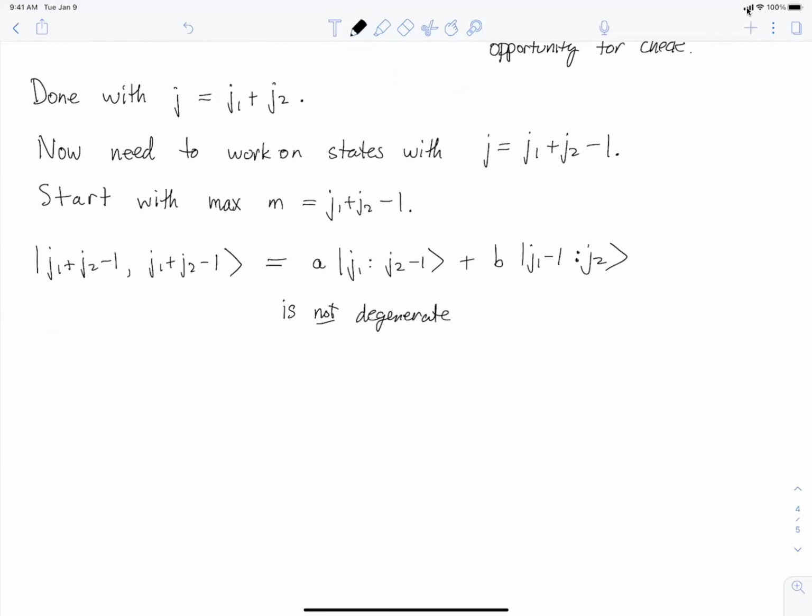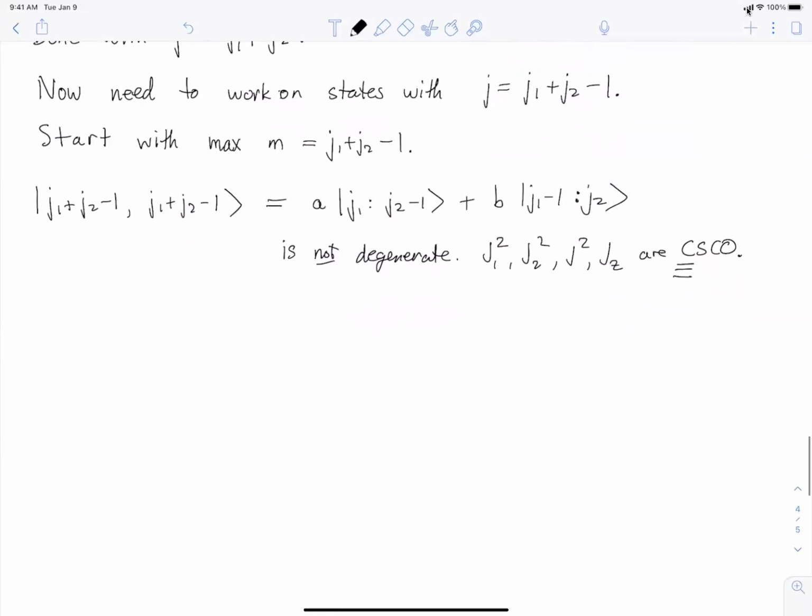This state isn't. The reason we know that is because J1 squared, J2 squared, J squared, and J sub z are a complete set of commuting observables. And the first C in complete set of commuting observables is saying that all redundancies or all degeneracies have been eliminated. And so by definition, there can only be one solution for A and B up to some multiplicative constant.